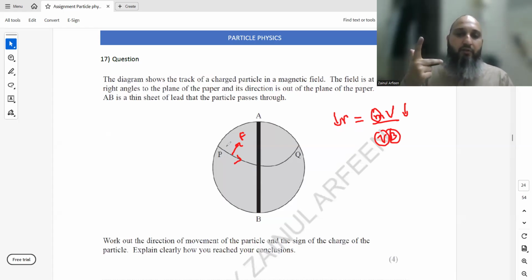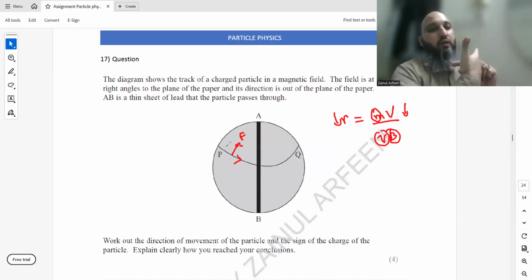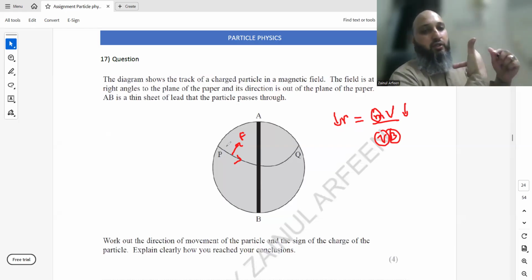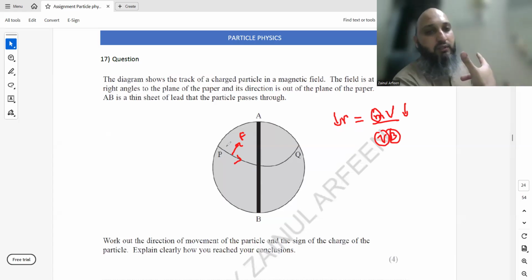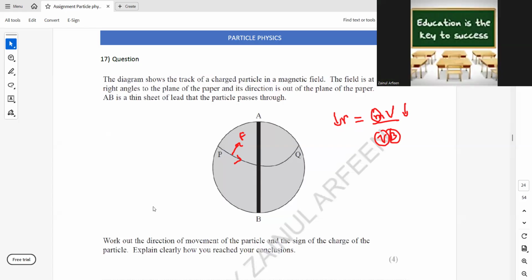If I apply the right hand rule, my index finger is pointing out, towards me. My second finger is pointing in the direction in which the particle is moving. You can see my thumb is pointing in the direction of the force. If it was a positive particle, it should follow the left hand rule, but it is not. So this gives an idea that this is a negative charge particle. Is it clear?